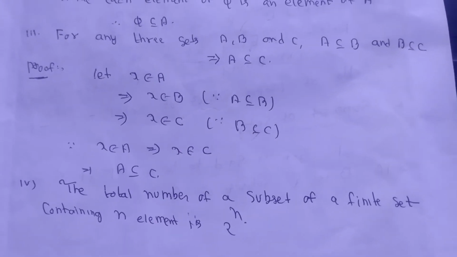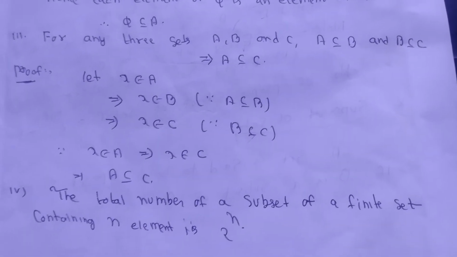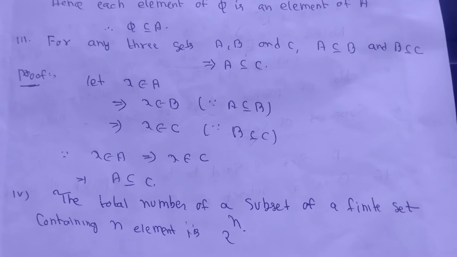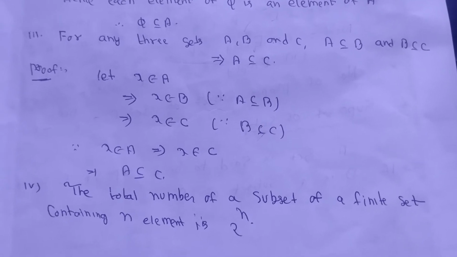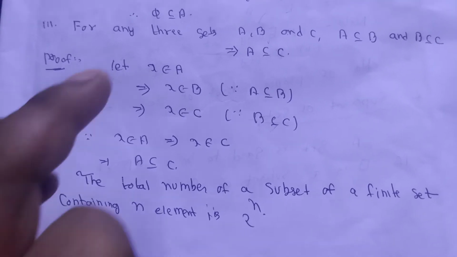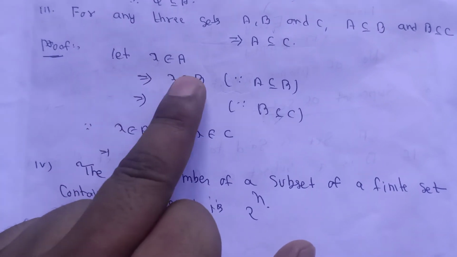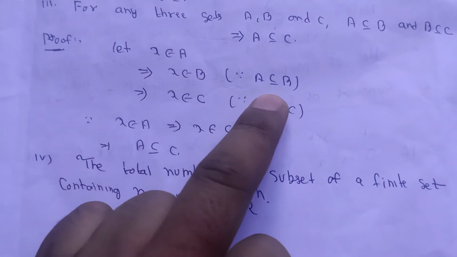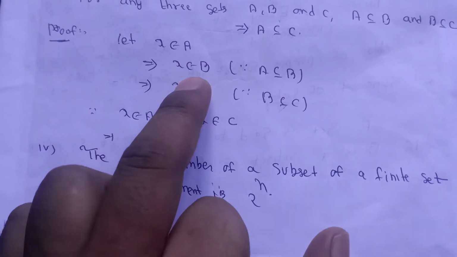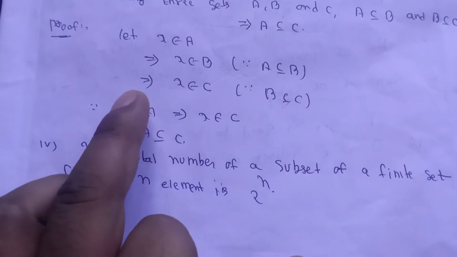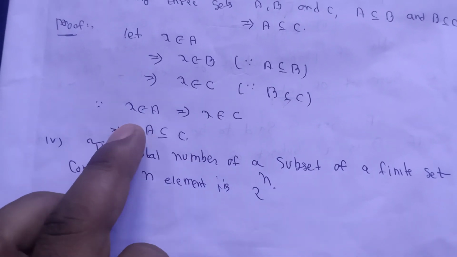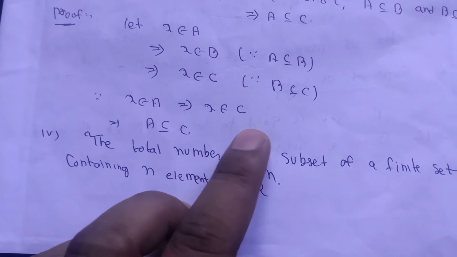For any three sets A, B and C, if A is a subset of B and B is a subset of C, then we have to prove that A is a subset of C. Suppose x belongs to A, but A is a subset of B, so x belongs to B. But B is a subset of C, so x belongs to C. Since x belongs to A implies x belongs to C, A is a subset of C.